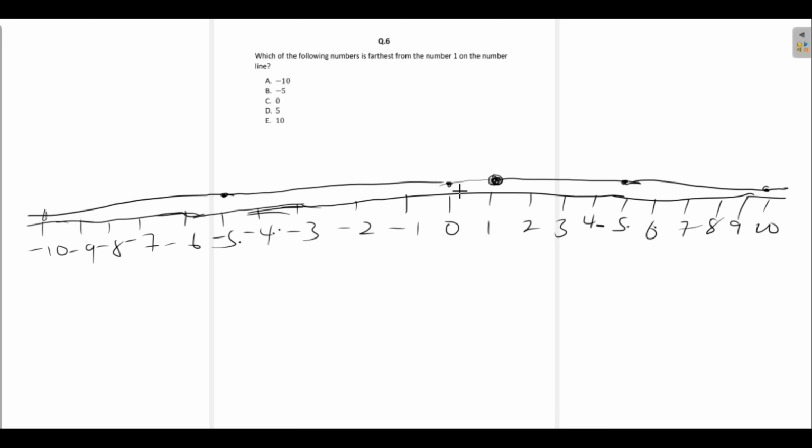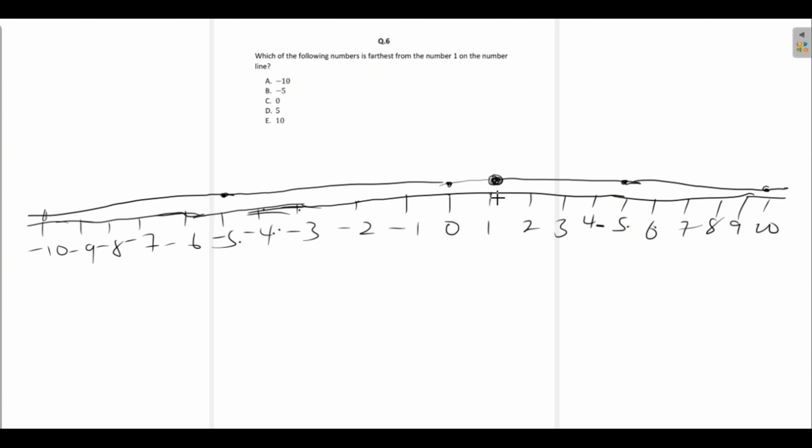But look at something. If you are counting the steps from 1 to 10, and then from 1 to negative 10, you can see that negative 10 is farthest from 1, because we move from here to here. So let's count the steps. From here to here is 1, 2, 3, 4, 5, 6, 7, 8, 9, 10, 11. So we move 11 steps if you want to move from 1 to negative 10.